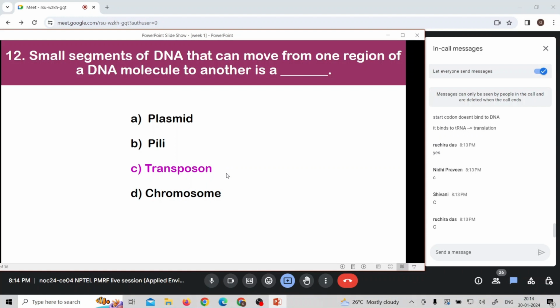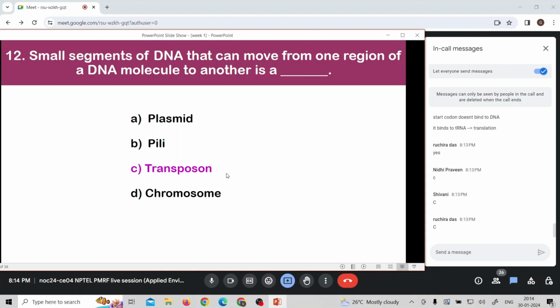Transposons are also known as jumping genes because they are small segments of DNA that can move from one region of a DNA molecule to another. So when you have a double helix or the double stranded DNA, these jumping genes are a few base pairs or a part of a gene that can move from one position and get attached to another position in the same DNA, and that is why they are also known as jumping genes. This is a pretty interesting phenomenon in the field of microbiology. If you want, you can read more about this.